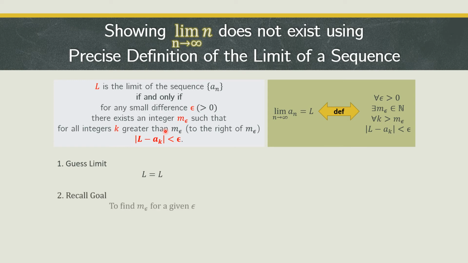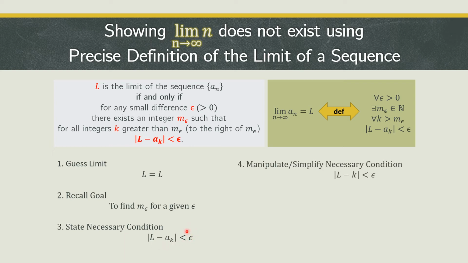And then we recall the goal. We have to find the m sub epsilon here for any given epsilon. If we can find this m sub epsilon, then in fact L is the limit that we're looking for. There exists an L that satisfies these conditions. Then we just state the necessary condition. Again, that is just the distance between the limit, which is L, and the term a sub k after m sub epsilon must be less than epsilon. So the distance here must be less than epsilon.